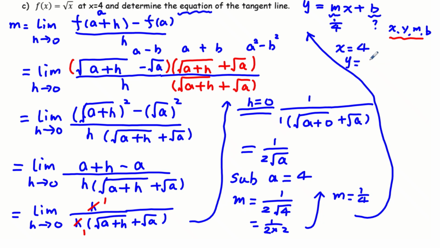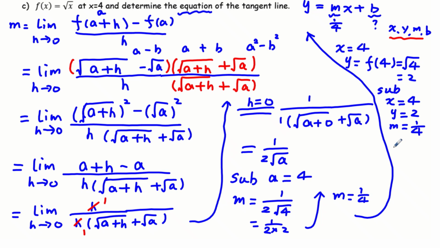The y value output is, you sub the 4 into the original function. Input is 4, f at 4 is the output, which is your y value. So it equals square root 4, then we have 2. So now we are going to sub in the 3 variables: x equals 4, y equals 2, m equals 1 over 4, into the slope y-intercept equation.